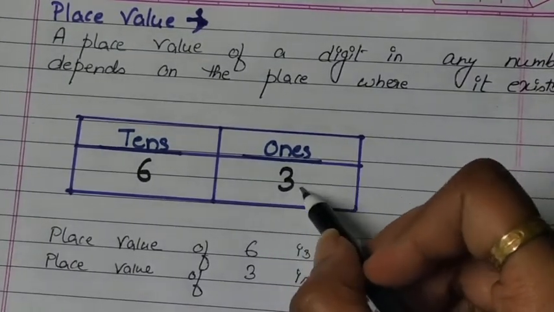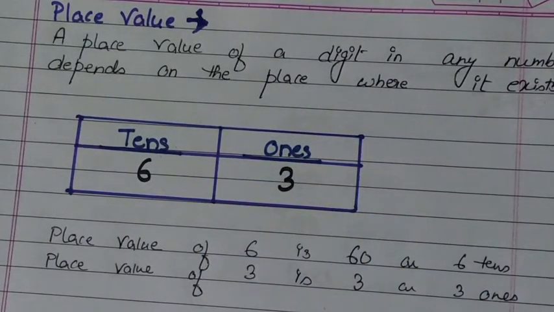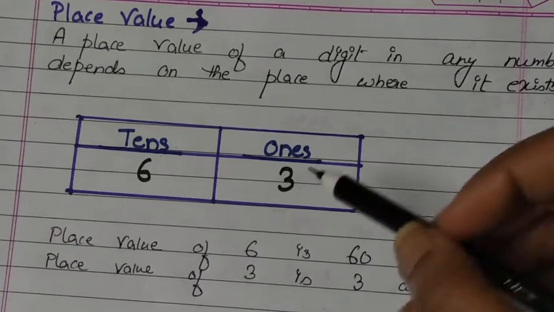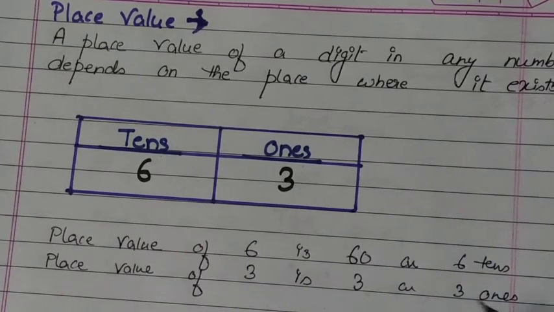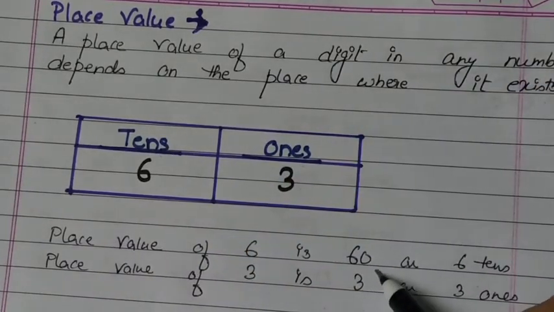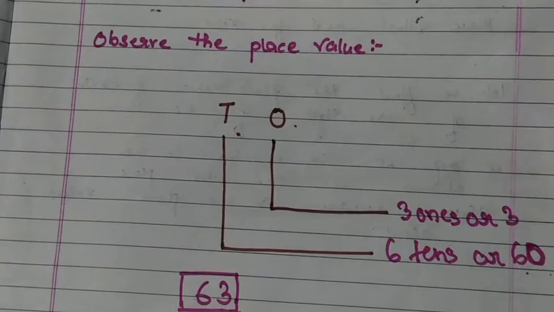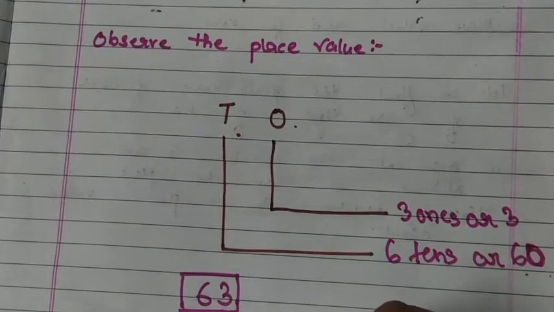3 will be in the ones place and 6 in the tens place. The place value of the digit 6 is 60 or 6 tens. The place value of 3 is 3 or 3 ones. As 3 is in the ones place, so 3 ones or 3. 6 is in the tens place, so 6 tens or 60. Observe the place value. From here you can understand easily. The number is 63.